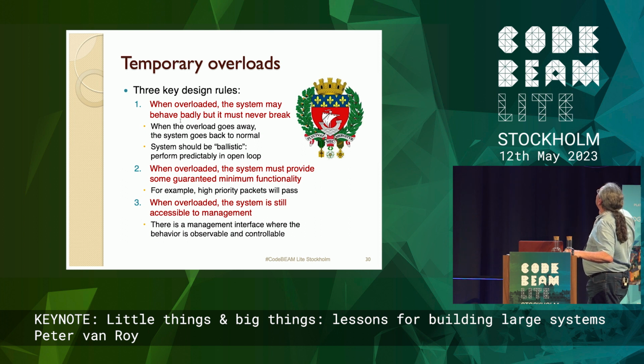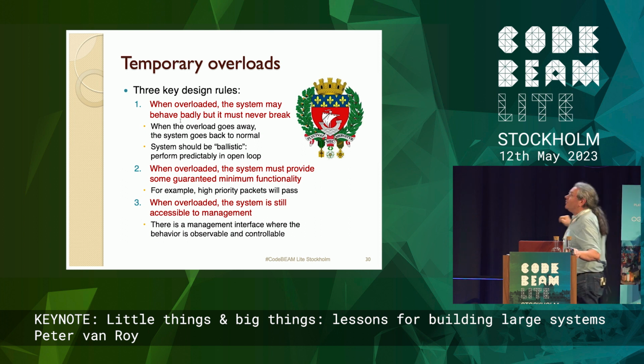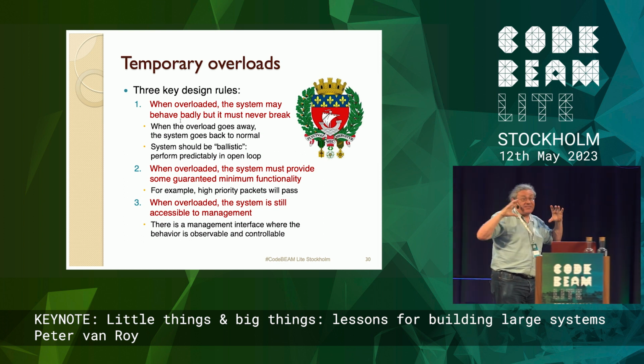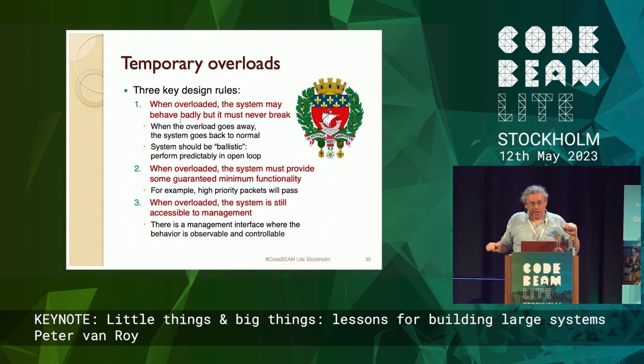emblem here, Fluctuat nec mergitur. Not sure you know what it means. This is the device, the slogan of the city of Paris. And it's a boat.